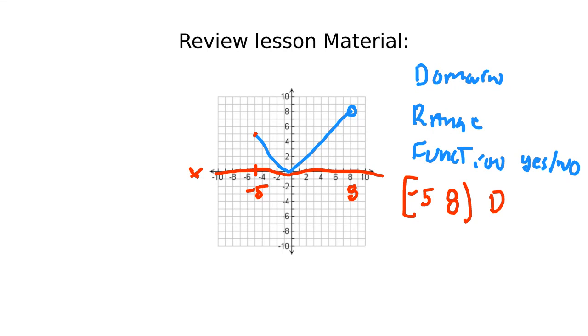That's one way. This is called interval notation. You can also use this. You can also say x is greater than or equal to -5 and less than 8. There's 2 ways that you can. Do you put a comma? No, there should be no commas in there.